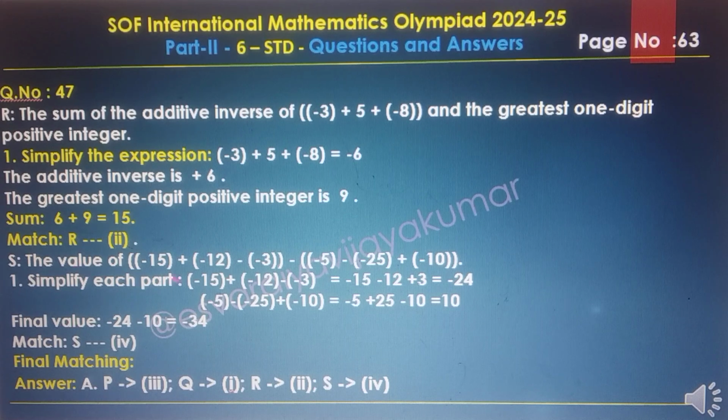And for S, the value is minus 15 minus 12 minus of minus 3 minus of minus 5 minus of minus 25 plus minus 10. Finally, calculating, we get minus 24 minus 10 equals minus 34. Match S to 4. The final matching is P to 3, Q to 1, then R, then S. We are getting the answer: option A is the answer to this question.